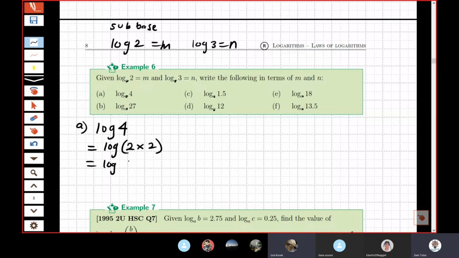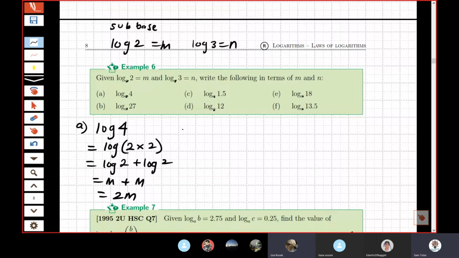Log 2 plus log 2? Yeah. And then what's log 2 equal to? Yeah, log 2 equals to? M. Oh, M, sorry. Yeah. So M plus M, which equals? 2M. And that's the answer.